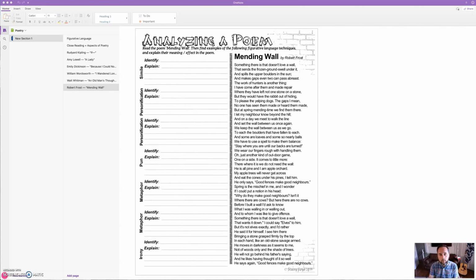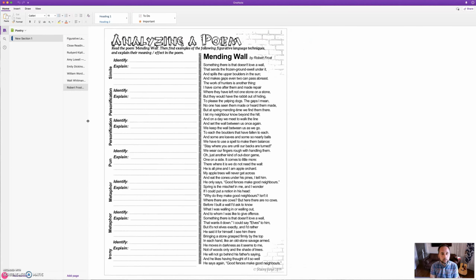Welcome guys, so we're into this poem by Robert Frost now, which is the last poem in the series of poems that we've been working on. And this one is called Mending Wall. Let's make some room here.